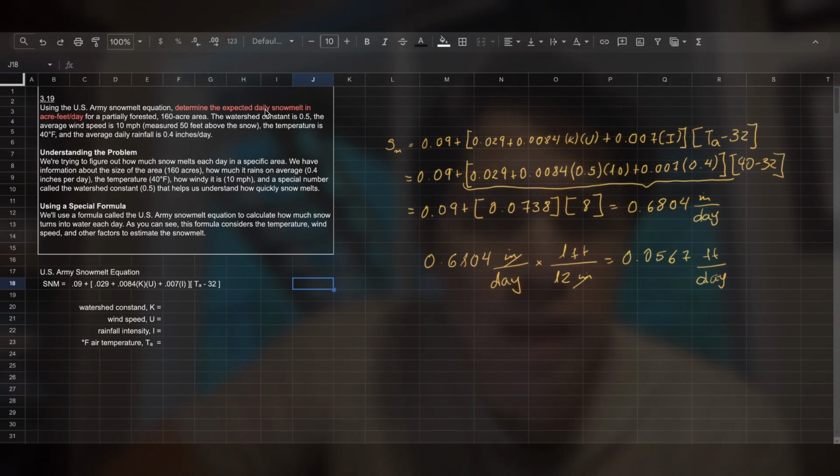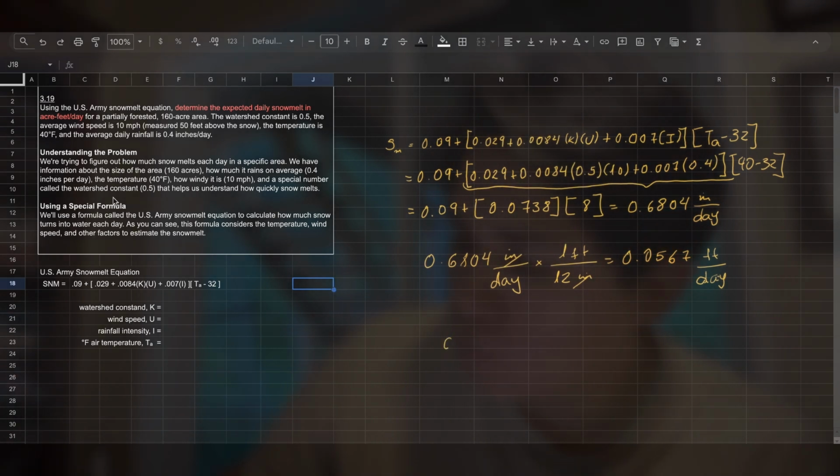It says determine the expected daily snowmelt in acre feet per day. So we have the feet per day, and we need to multiply that by the area.